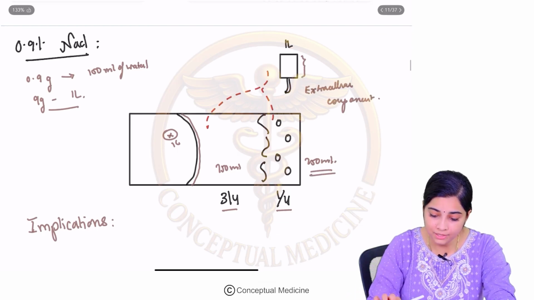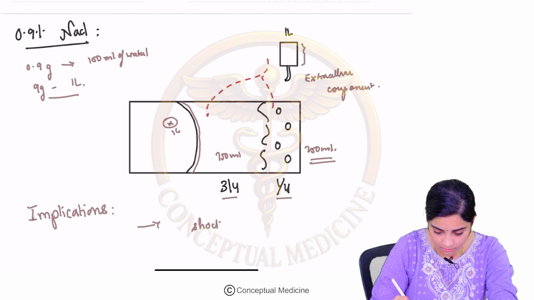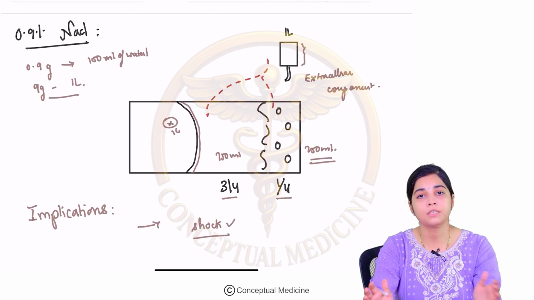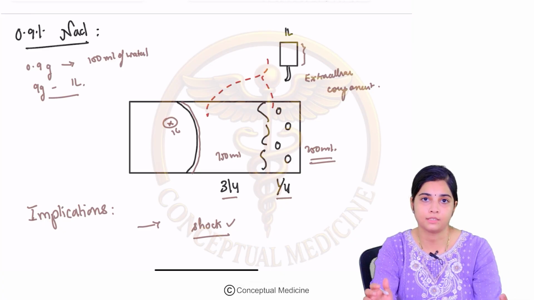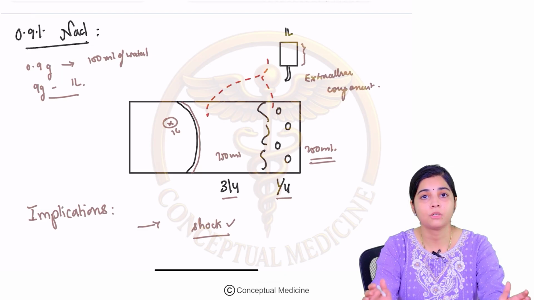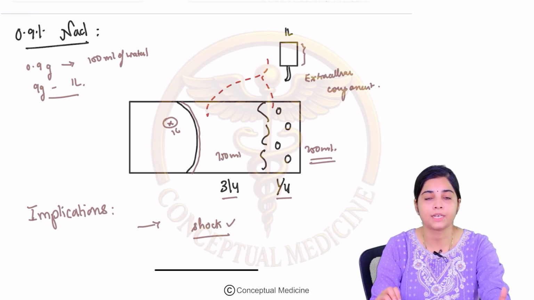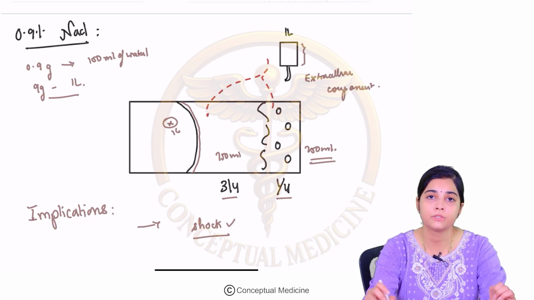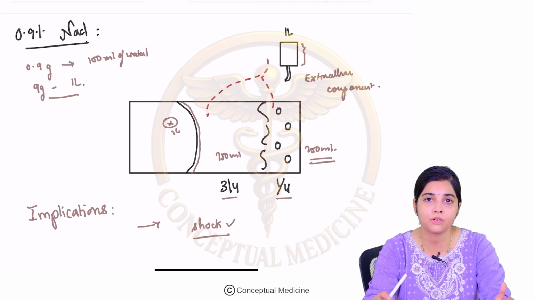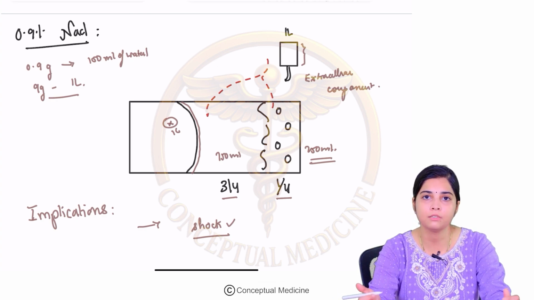So the implication is that this can be used in shock. Why? Because it improves the plasma volume to a large extent. As compared to dextrose, you can see that this improves the plasma volume to a large extent, right? So this can be used in shock. That's why this is the most common fluid which is used in the initial stages of shock to improve the blood pressure and to improve the effective circulating volume.